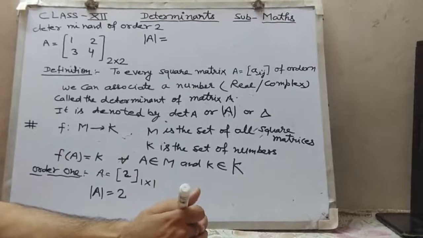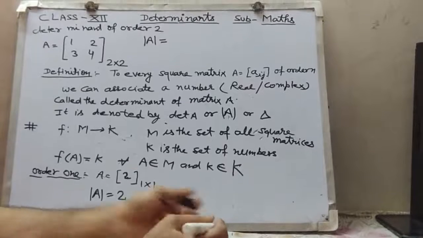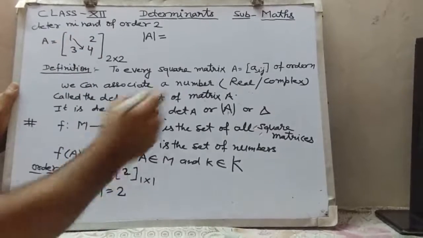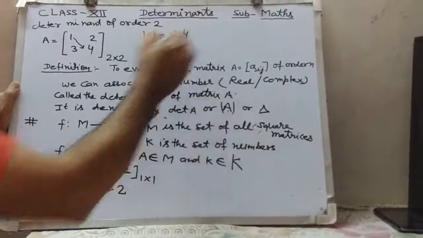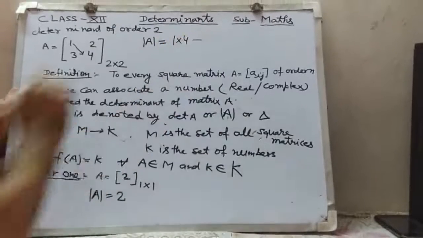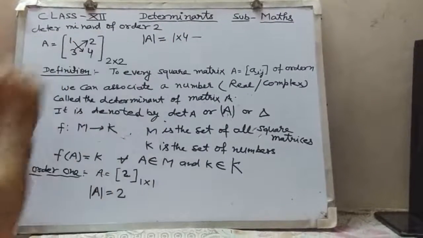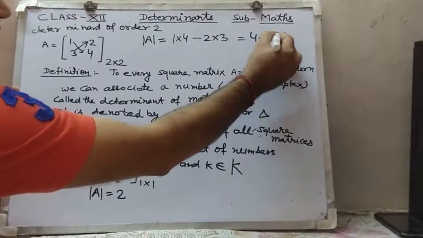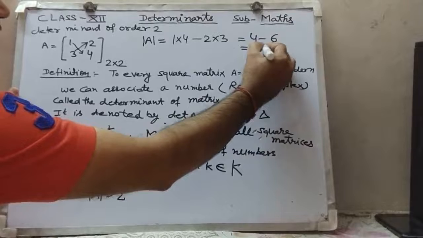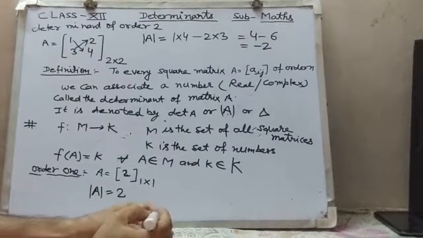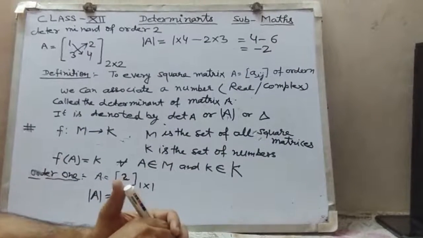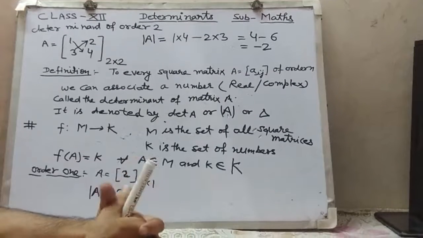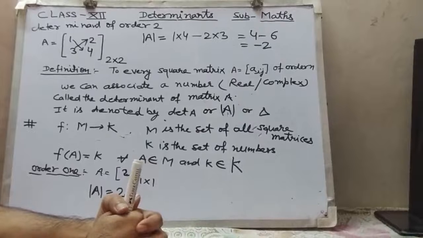So the process for finding the determinant of order 2 is that first multiply the diagonal elements, 1 into 4, minus multiply the off diagonal elements, 2 into 3. So this is 4 minus 6. So its value is minus 2. So determinant of A is equal to minus 2. Like this, we can find the determinant of every square matrix of order 2 by 2.